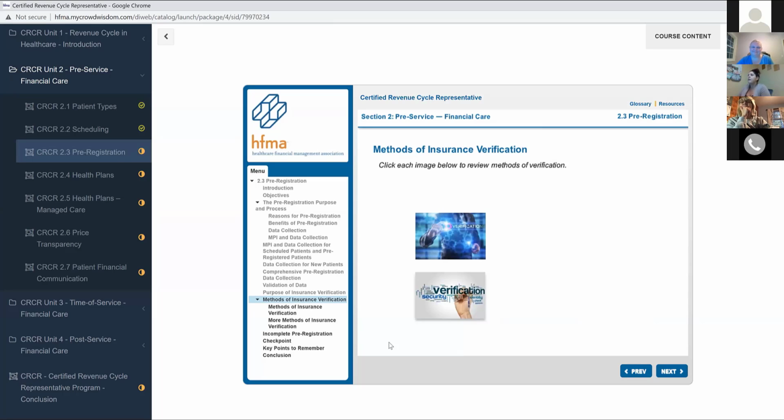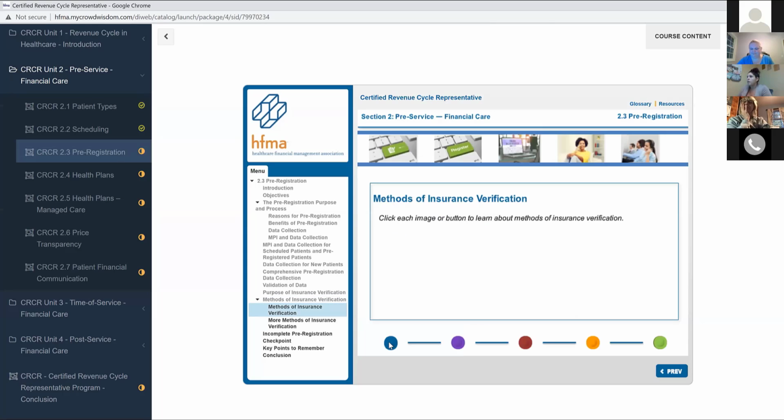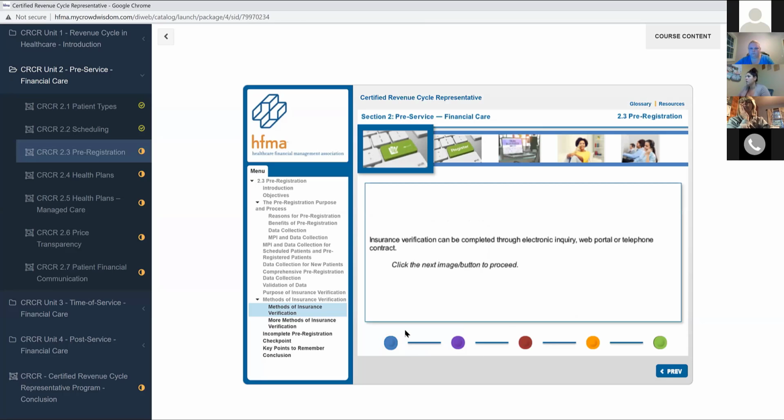Okay, here we go. So methods of insurance verification. Insurance verification can be completed electronically, by web portal, or by telephone contact. Most major health plans, including Medicare and Medicaid, offer electronic and/or web portal verification. Electronic is obviously the fastest and most cost-effective and efficient way to complete the verification.